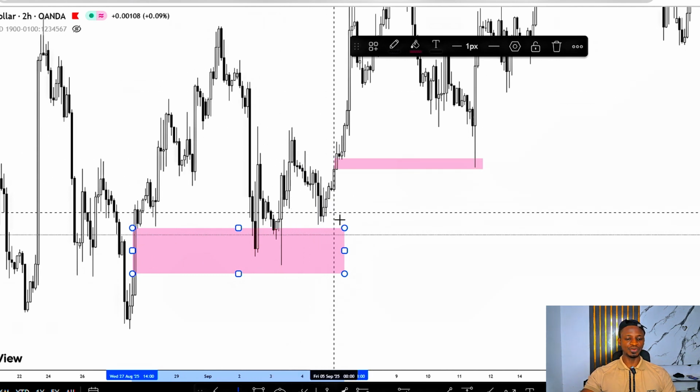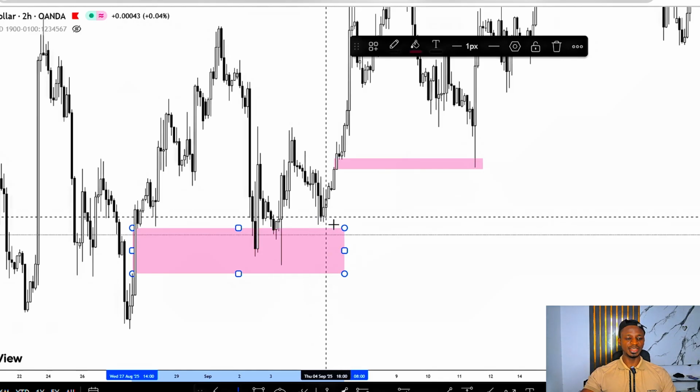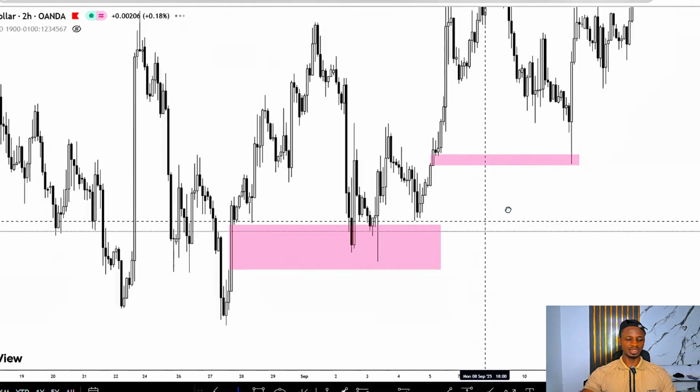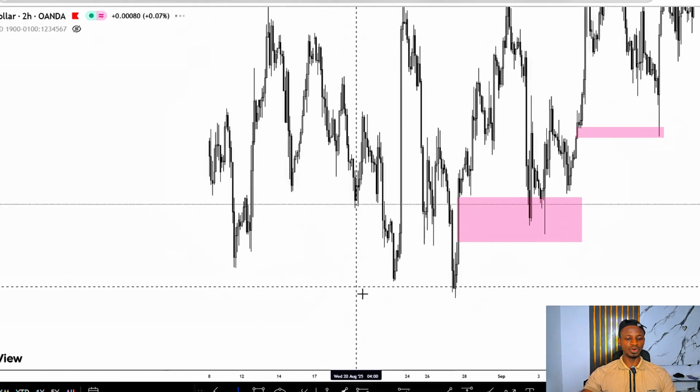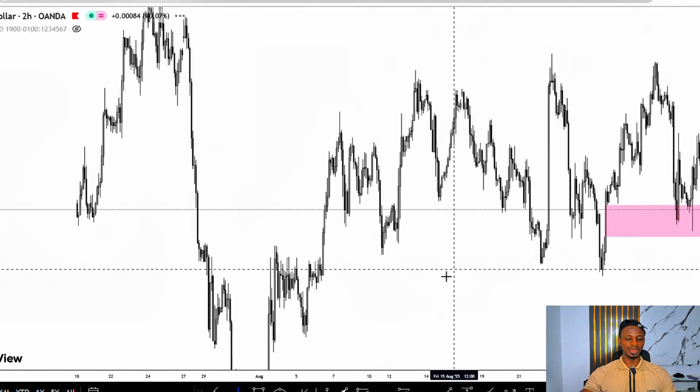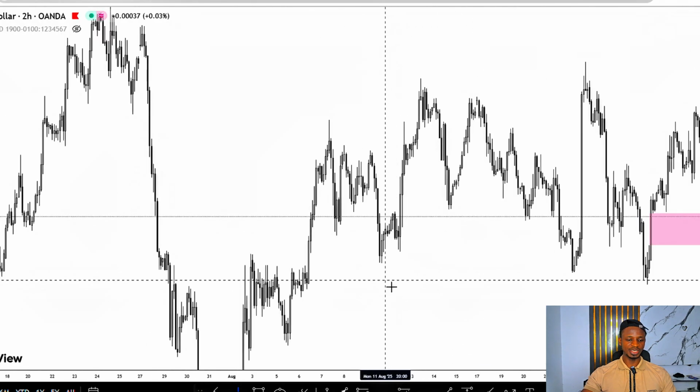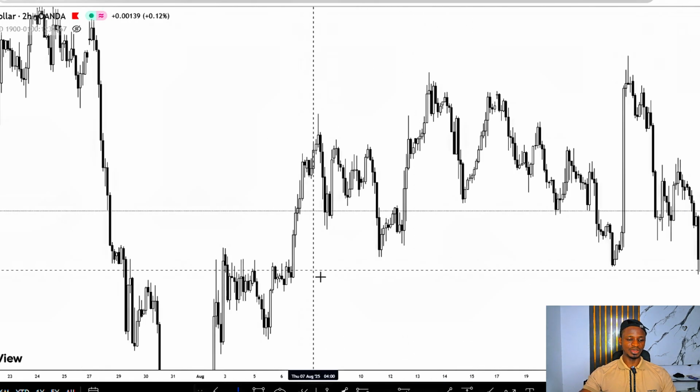So it is now left for you to find your common entry method. You understand? So this thing works. It works, guys. So your job is to first of all find the structure, find where the market is heading to. You understand? Then you can use it.